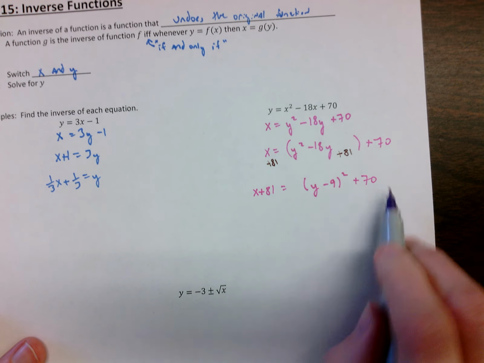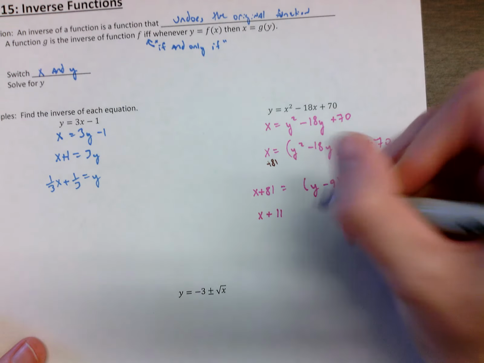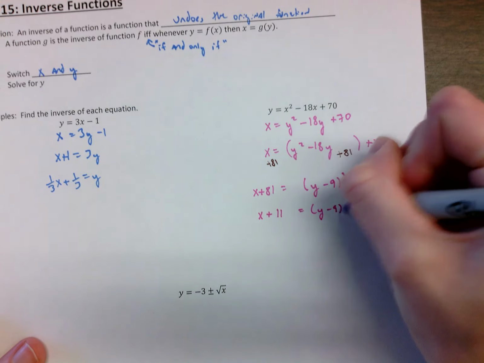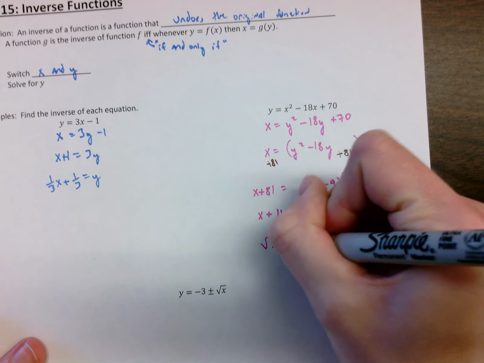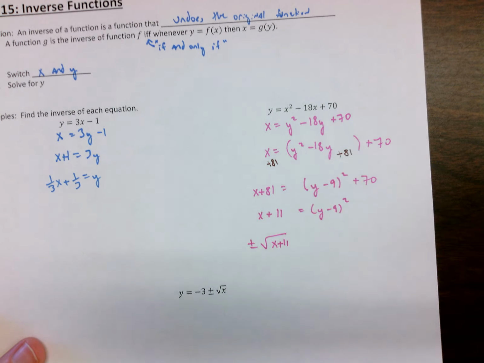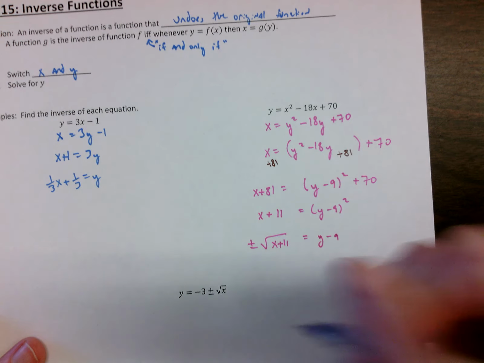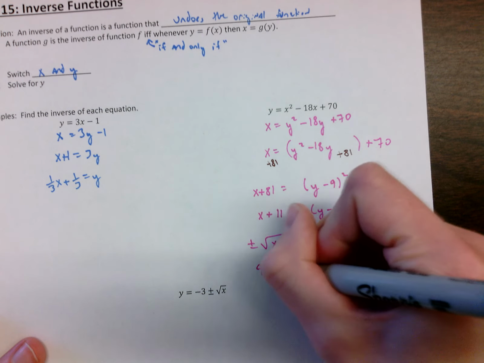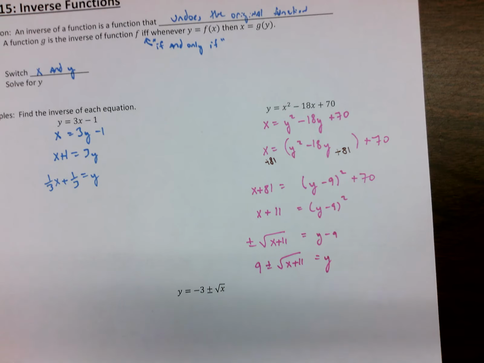Now we can solve this. I'm going to subtract the 70 from both sides. So I'm going to get x plus 11 equals y minus 9 squared. Square root both sides. Don't forget when you take a square root, positive or negative. Then we'll add the 9 to both sides. And there's my inverse function.